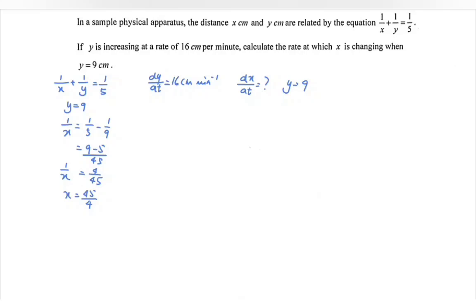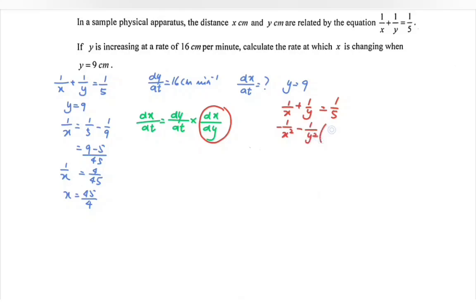Continue. Next, we have the chain rule. Focus on the chain rule. We have dx/dt equals dy/dt, which is given, multiplied with dx/dy in order to obtain dx/dt. Continue. So now focus on finding dy/dx. Here we have 1 over x plus 1 over y equals 1 over 5. If we differentiate 1 over x with respect to x, we will have negative 1 over x squared. Minus, if we differentiate 1 over y with respect to x, we have negative 1 over y squared. Remember to add on dy/dx, equals 0.